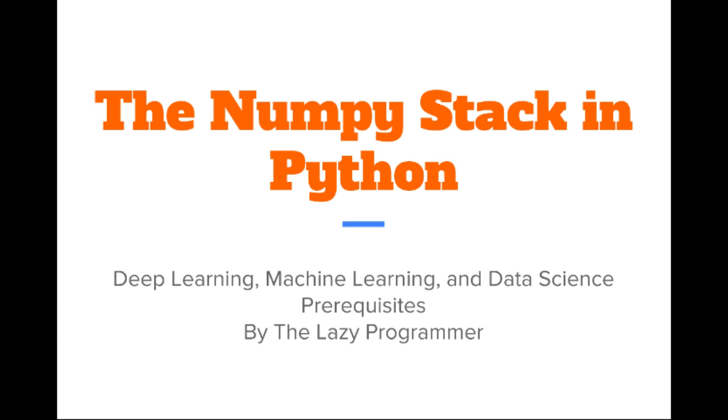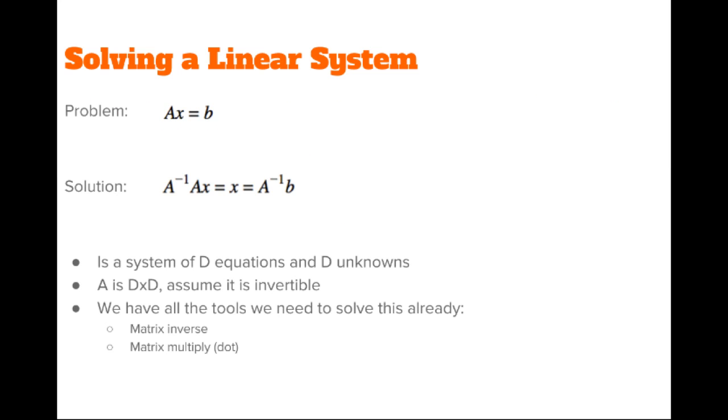Hey everyone, and welcome back to this class, the Numpy stack in Python. In this lecture, we are going to look at one last common matrix operation, and that's how to solve a linear system. Recall that the form of a linear system is AX equals B, where A is a matrix, X is a column vector of values we're trying to solve for, and B is a vector of numbers.